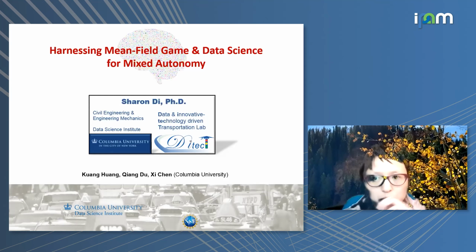This is joint work with the PhD student Kuan Huang, who has been presenting a poster of part of our work this week, and also Professor Qiang Du from Applied Math and Physics, and Professor Xi Chen from Computer Science. All of them are from Columbia University.